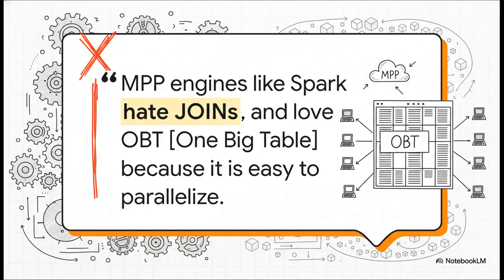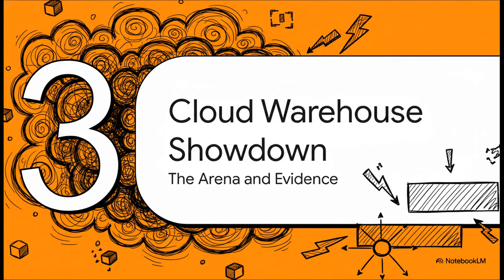Modern cloud systems use what's called massively parallel processing, or MPP. They take a huge task, chop it into tiny pieces, and get hundreds of computers to solve it all at once. Joins make that really hard, but a giant flat table, that's super easy to slice up and distribute. And that brings us to the modern arena, where this debate is really playing out: the cloud data warehouse.